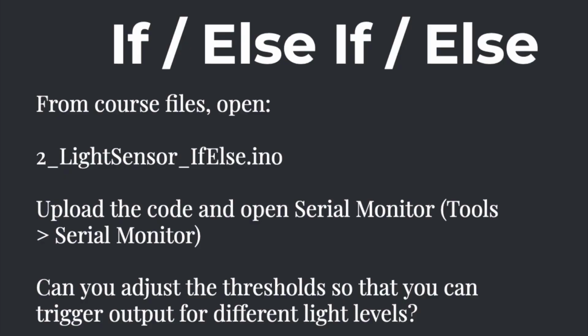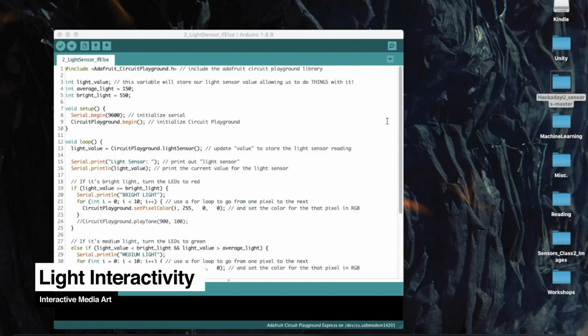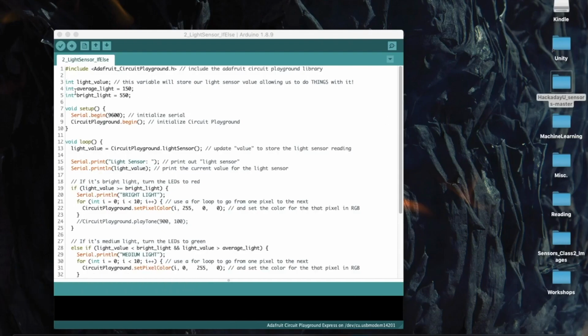From your course files, open the sketch light sensor, if else. In this sketch, we have 3 different variables. We have a light value, and this is the variable that will store our light sensor value. Then we have a variable for average light and a variable for bright light. So these are 2 different threshold values. We've decided that average light is anything between 150 to 550, and then bright light is 550 or above. Anything that's under average light would be low lighting.